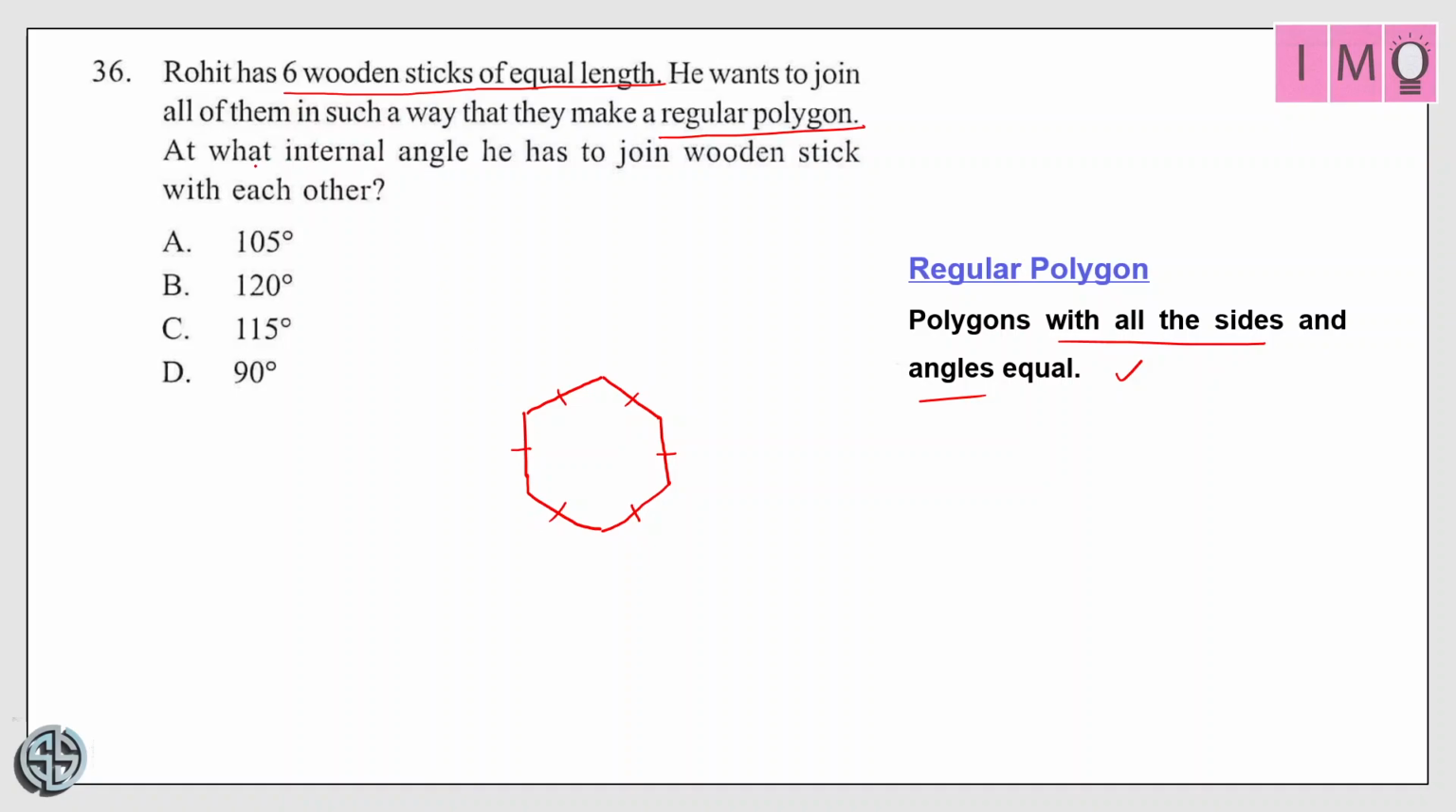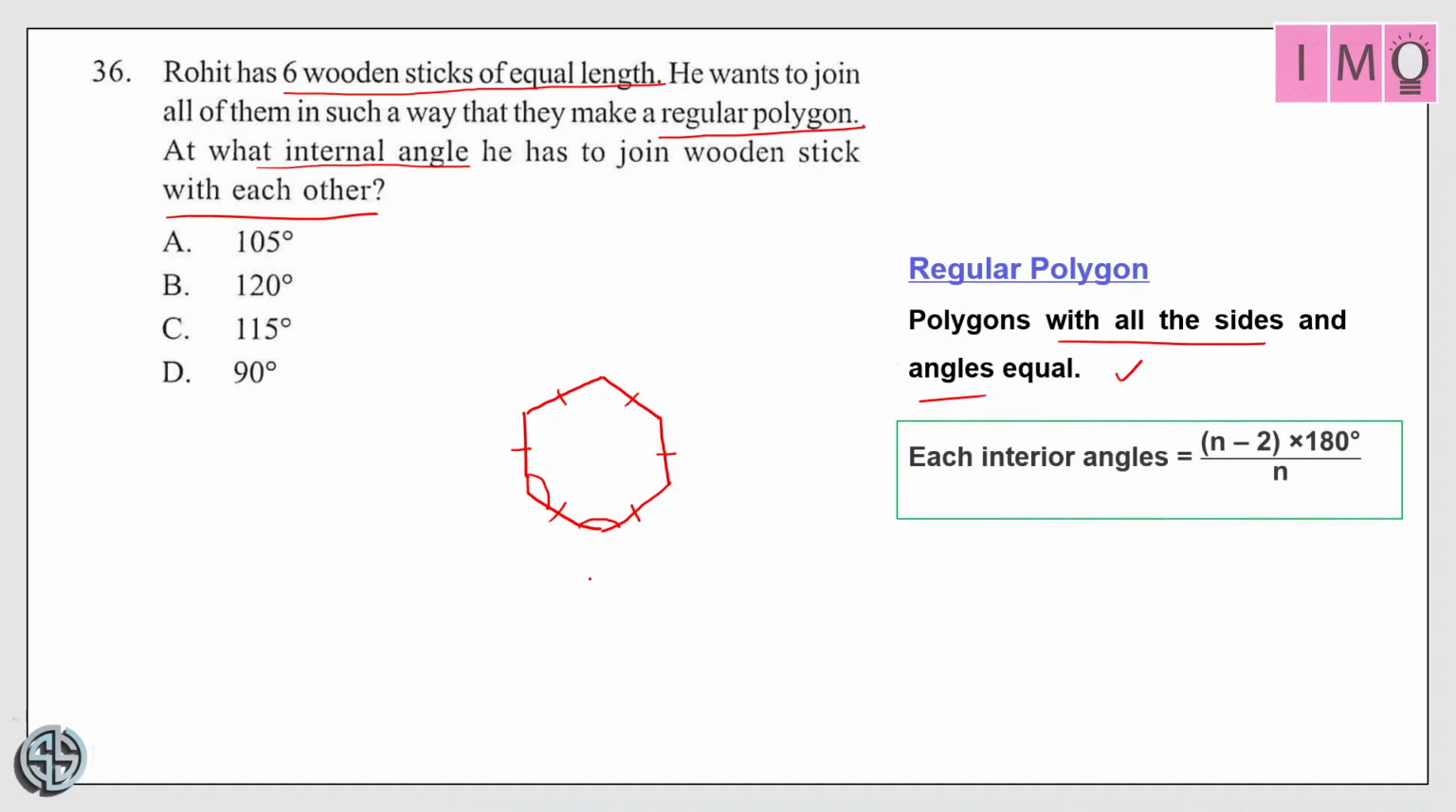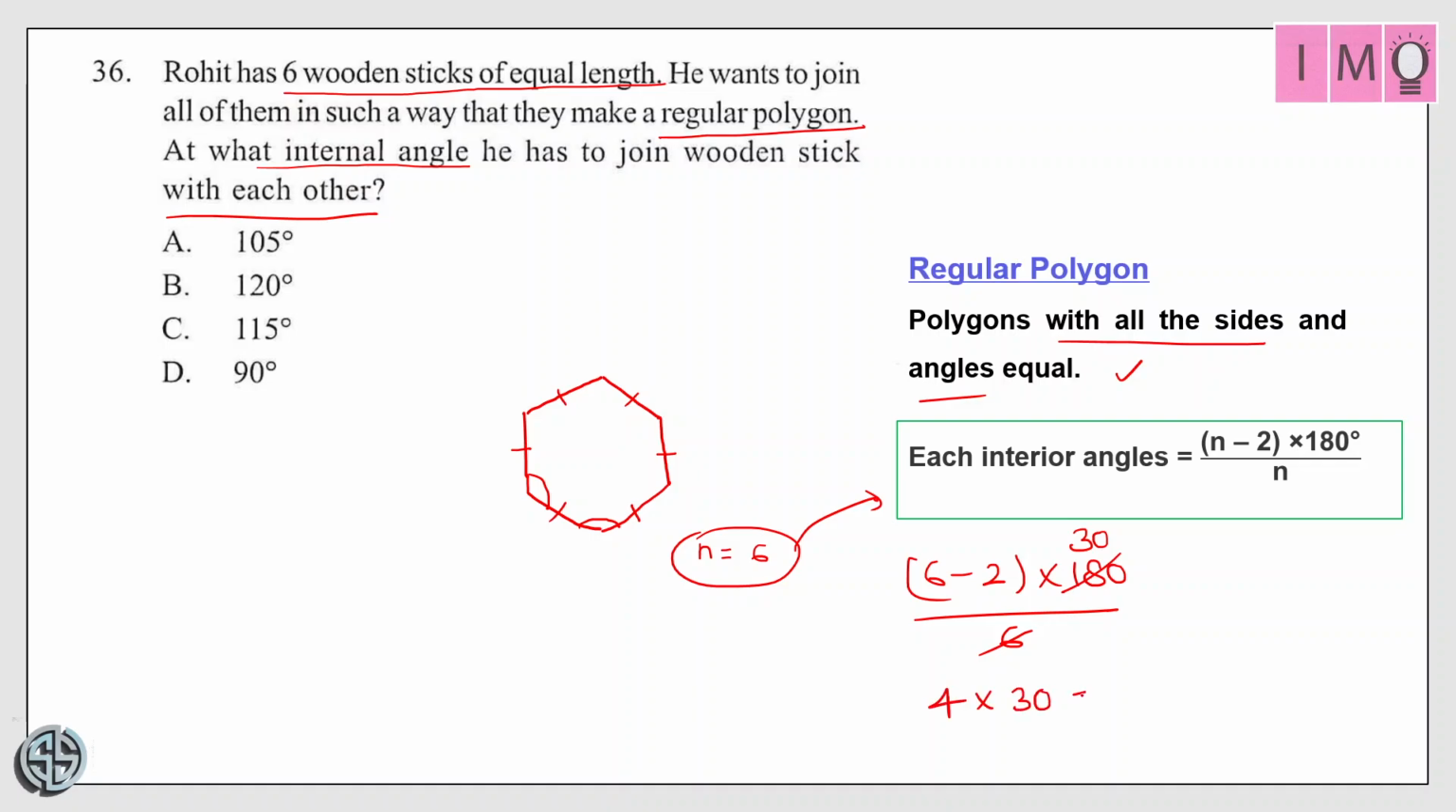Now it is asked at what internal angle he has to join the wooden sticks with each other. So definitely I have to find out the value of each angle in a regular hexagon, and we know the formula for each angle in a regular hexagon. It is equal to (n minus 2) into 180 degrees upon n, where n is the number of sides in the given regular hexagon. So when you put n equals 6 in this formula, you get (6 minus 2) into 180 degrees upon 6. When you solve, 180 divided by 6 is 30, and 6 minus 2 is equal to 4. So 4 into 30 degrees will be equal to 120 degrees. So each angle of the regular hexagon will be 120 degrees.